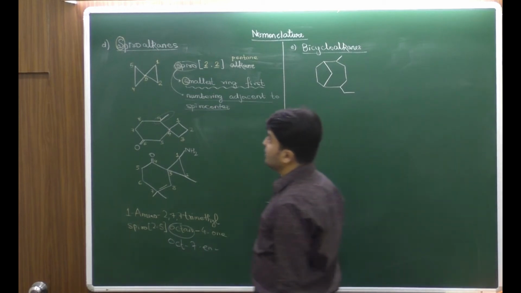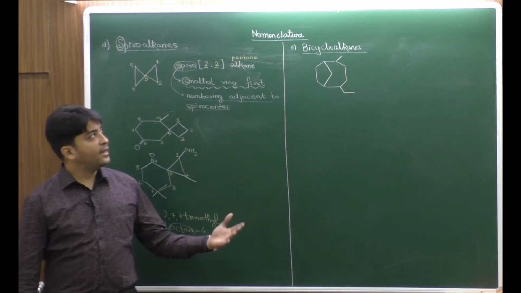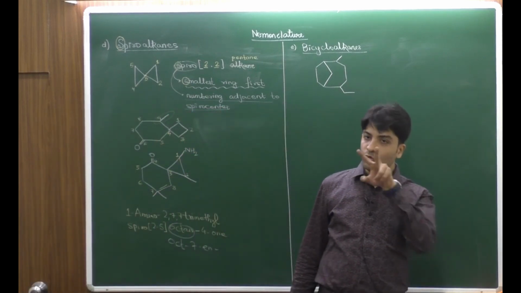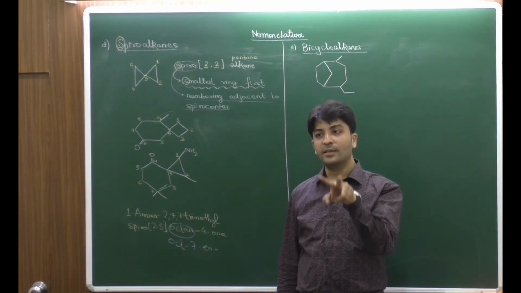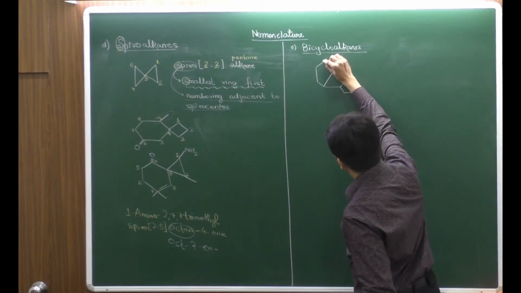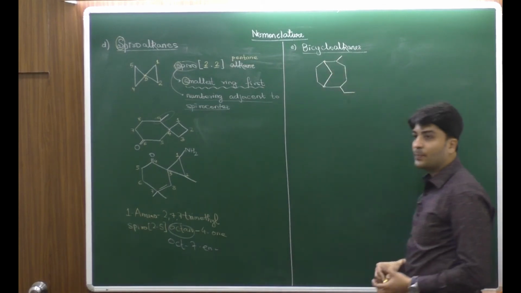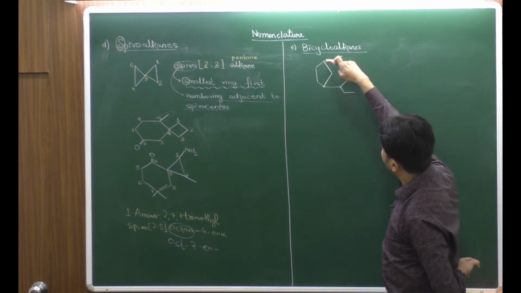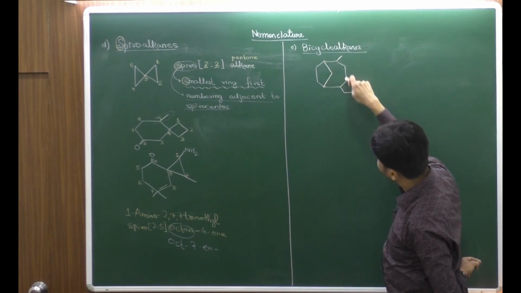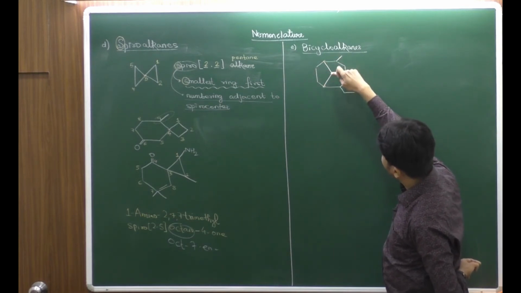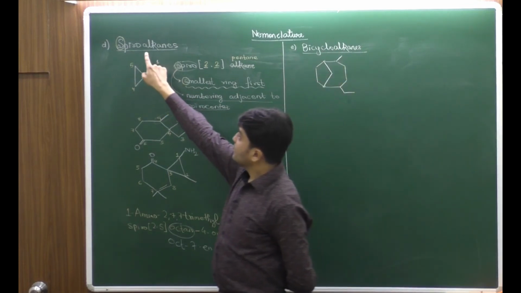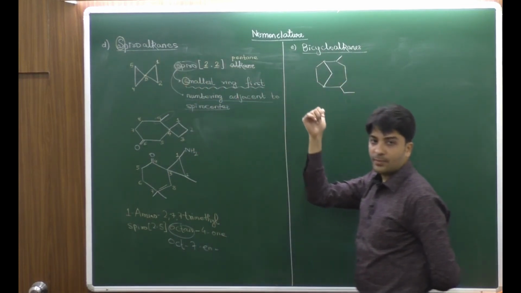Now next, apart from spiroalkanes we have bicycloalkanes. Now bicyclo are those compounds in which two cyclic rings are fused together but with two carbons common. So if you look at this and this carbon, it separates two cyclic rings. 1 2 3 4 5 6 7 is one ring, 1 2 3 4 5 is the other ring. So what is the difference between bicyclo and spiro? Here one carbon common, there two carbons common.